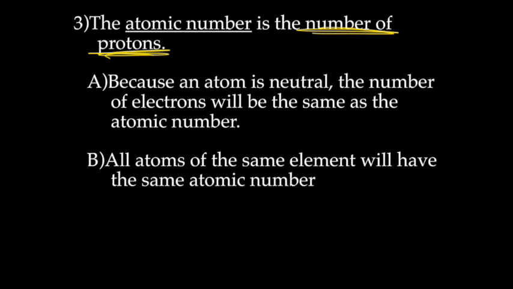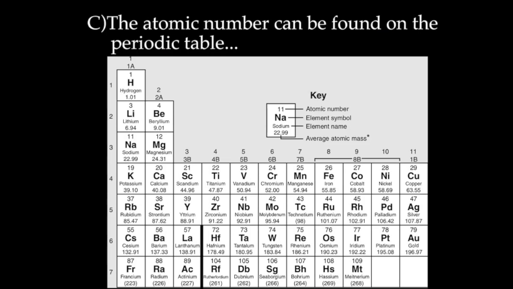Also, all atoms of the same element will have the same atomic number. So, for example, every carbon atom in the world will have the same atomic number, which means it'll have the same number of protons. Every carbon you run into will have the same number of protons. So the atomic number can be found on the periodic table. If we go back and start with our key, remember, every periodic table is set up a little differently, so we need to find the atomic number, and it says it's the top number.